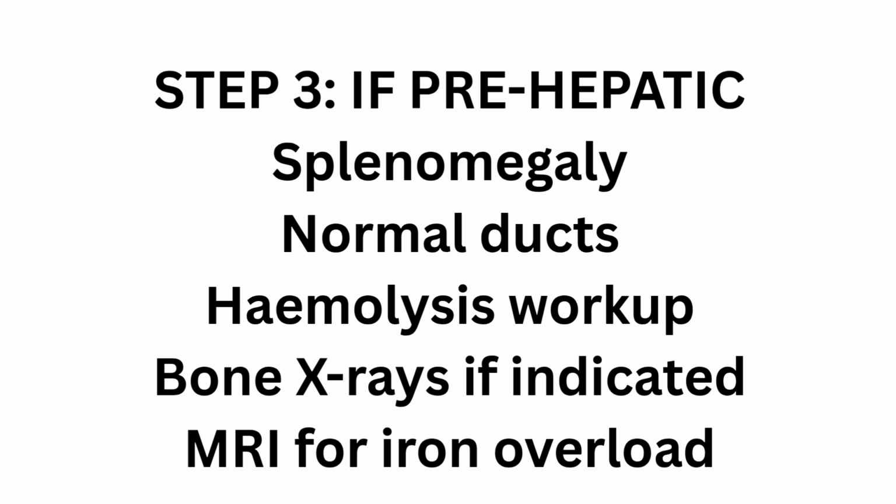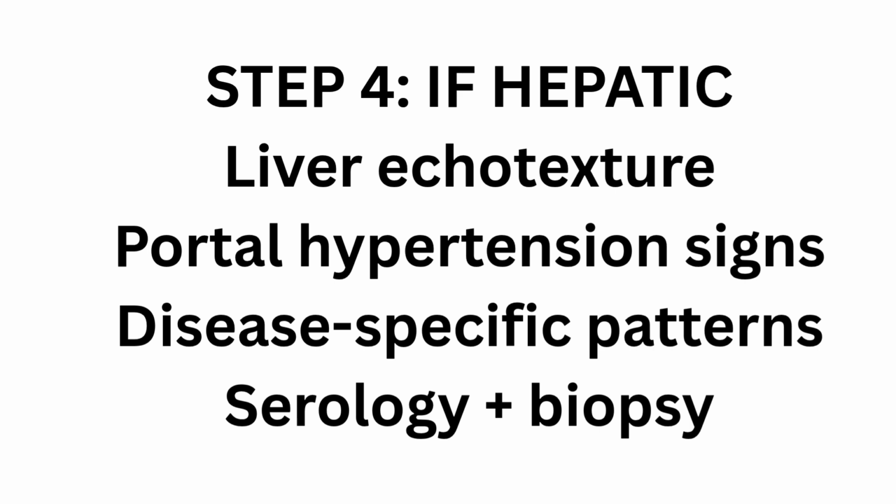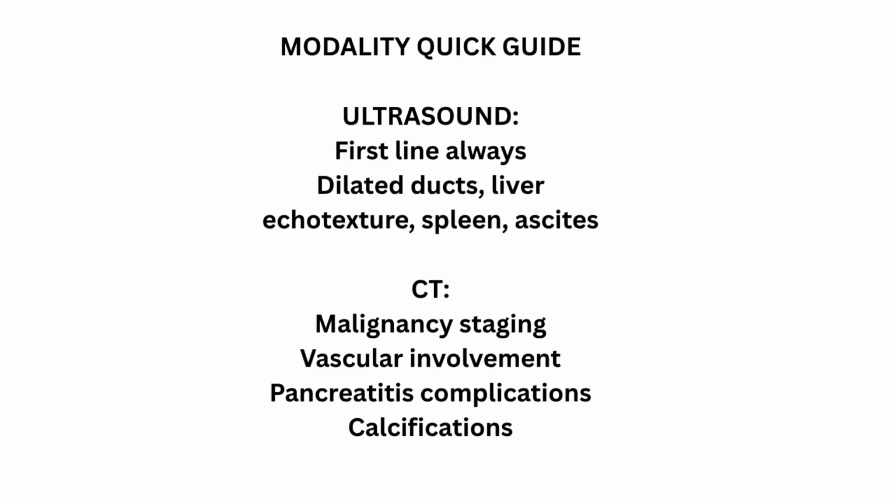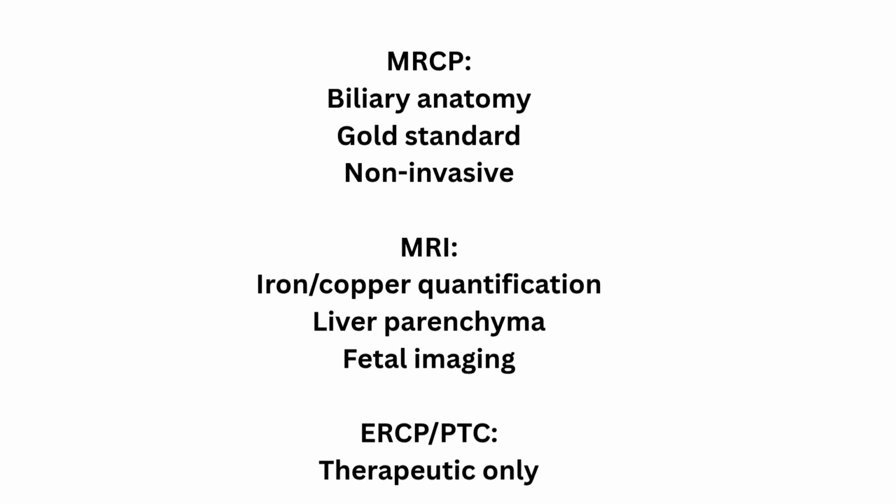Hepatic workup. Assess liver echo texture. Look for portal hypertension signs. Identify disease-specific patterns like starry sky for hepatitis, pipe stem fibrosis for schistosomiasis, daughter cyst for hydatid, then serology and biopsy as indicated. The modality guide: ultrasound for first-line assessment, CT for malignancy staging and vascular involvement, MRCP as gold standard for biliary anatomy, MRI for iron and copper quantification and liver parenchyma assessment, ERCP and PTC for therapeutic intervention only.